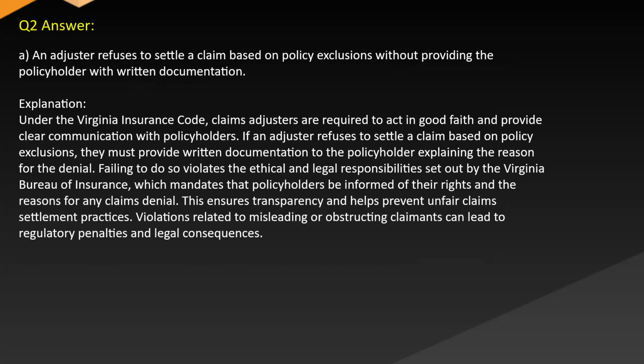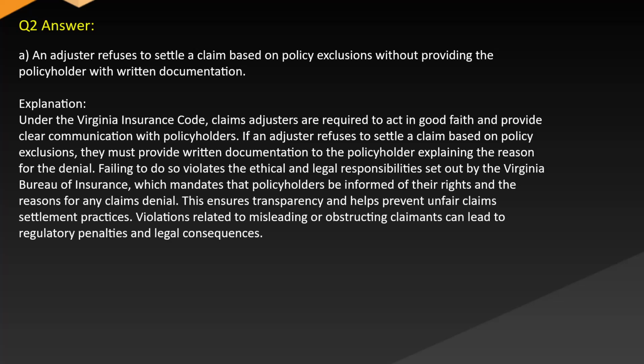Answer. A. An adjuster refuses to settle a claim based on policy exclusions without providing the policyholder with written documentation. Explanation. Under the Virginia Insurance Code, claims adjusters are required to act in good faith and provide clear communication with policyholders. If an adjuster refuses to settle a claim based on policy exclusions, they must provide written documentation to the policyholder explaining the reason for the denial.